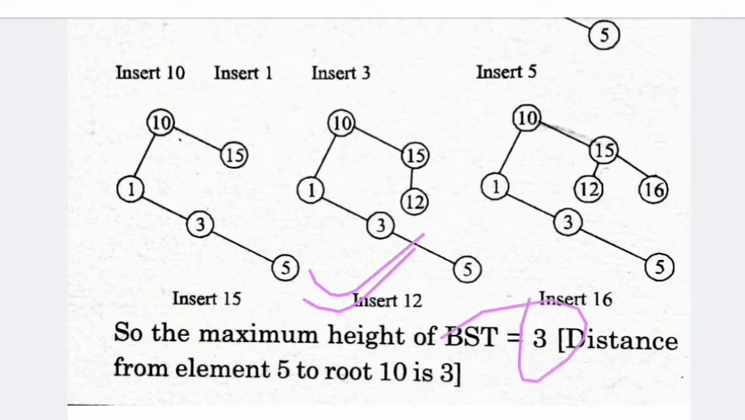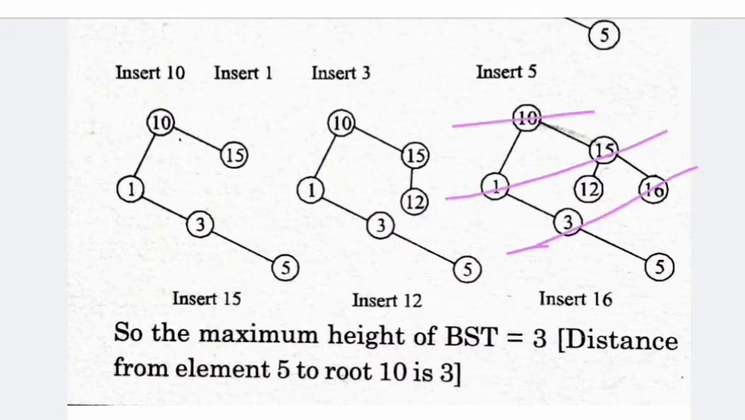So we can easily say that the maximum height of the BST is 3, where we include the edges: this is 1, this is 2, this is 3, that is 0, 1, 2 and 3. Based on this it is 3. Now come to the next question.